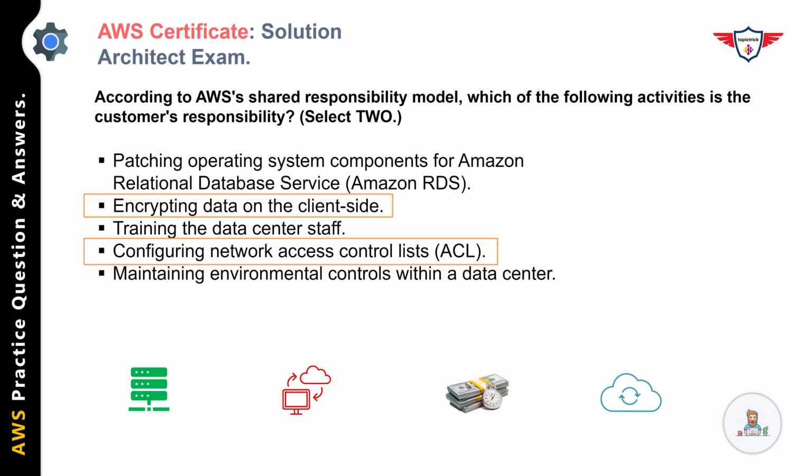Customers are actually responsible for data management, including encryption options, asset classification, and the use of IAM tools to apply the appropriate permissions. And customers are also responsible for the configuration of AWS provided security controls, including the security group and network ACLs.